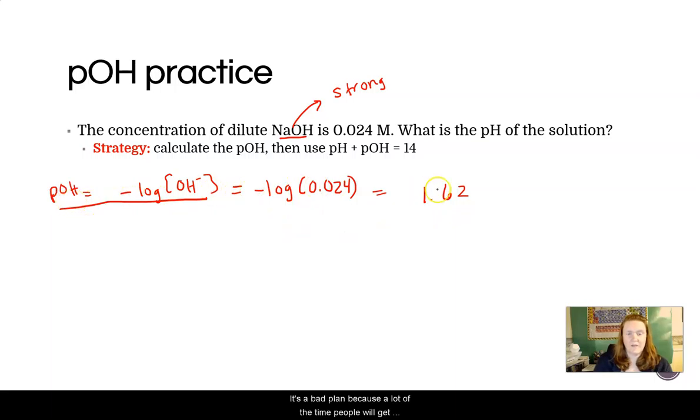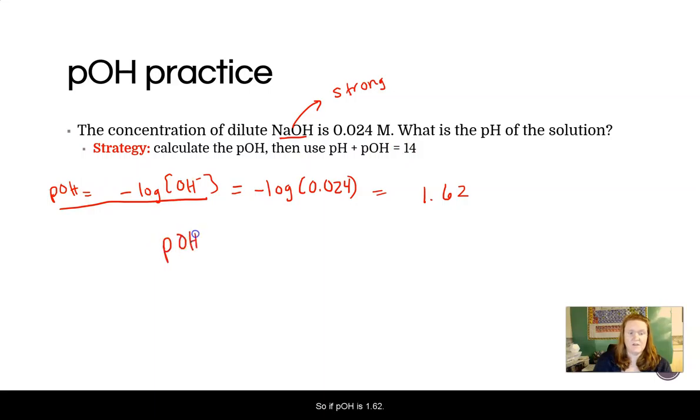And it's a bad plan because a lot of the time people will get here and be like, oh, that looks like a pH, I'm done, and not really connect the fact that this is a base, so it should be a high pH, and that you've actually been using pOH, not pH here.